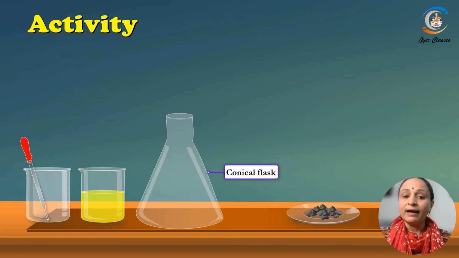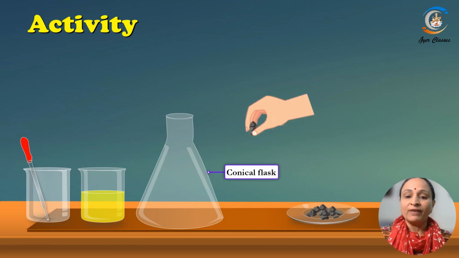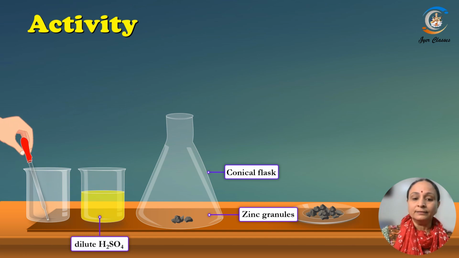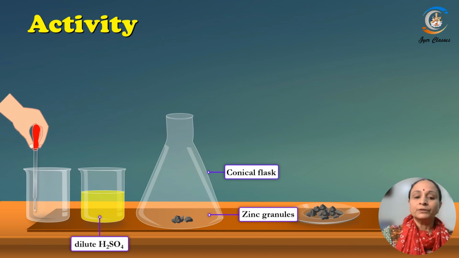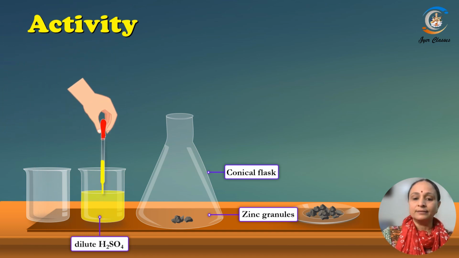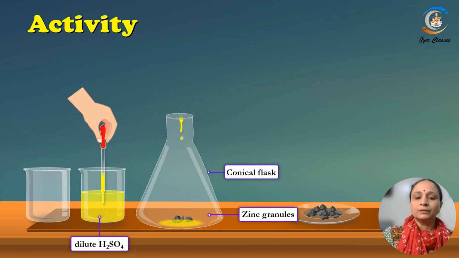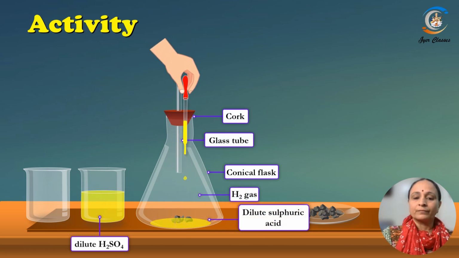Now take another activity in which you take a conical flask. In this conical flask, you take some zinc granules and a very dilute solution of sulfuric acid. By means of a dropper, you take this sulfuric acid and put it inside this flask drop by drop. What do you see? You have added this dilute sulfuric acid drop by drop to the zinc granules.